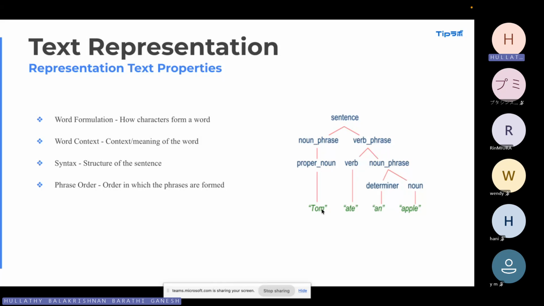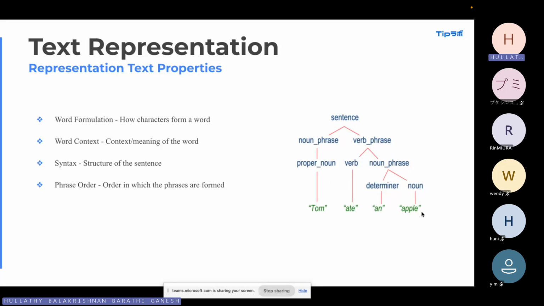Suppose we take the word play and played. The inflectional forms are formulated along with play to convey the past tense, that they already played. So how the word is formulated, and the word itself contains the meaning, and the word order, how they appear in a sentence, and how their structure is constructed.